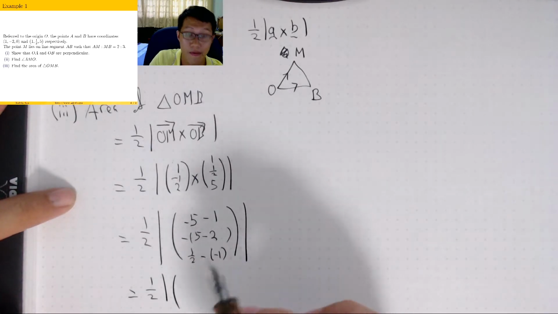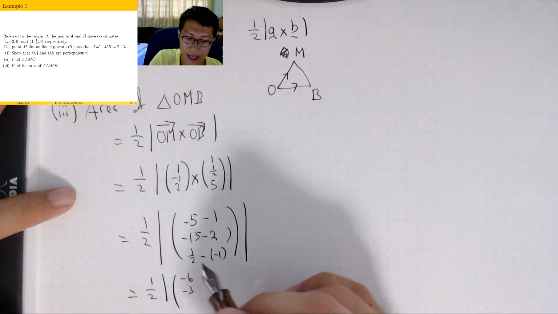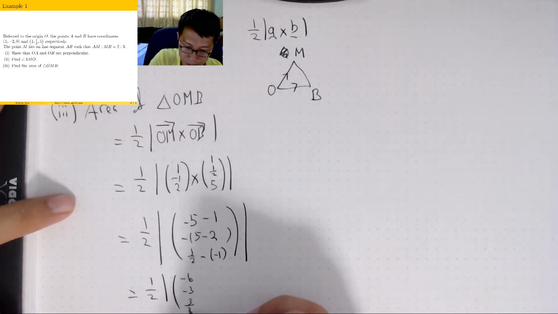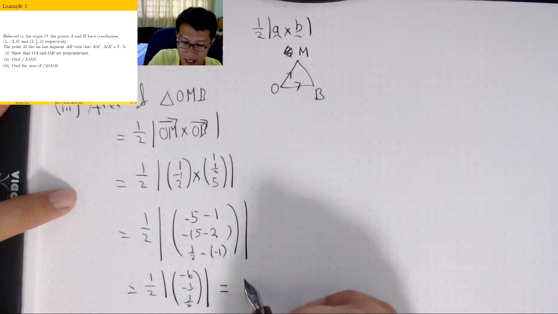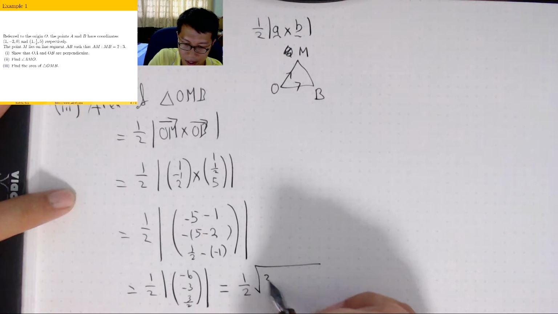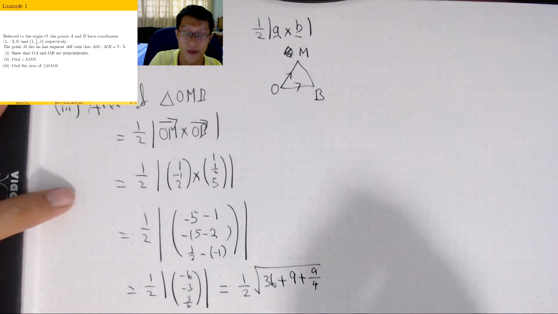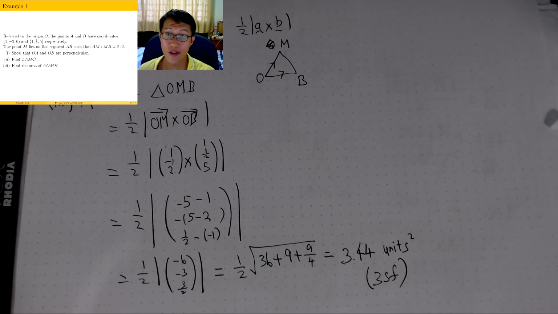So minus 5 minus 1 gives us minus 6. 5 minus 2 is 3. And half plus 1 gives us 3 over 2. Computing the magnitude gives us the square root of 36 plus 9 over 4. Let's go to our calculator to get the answer. Plugging in our calculator gives us an answer of 3.44 units squared for the area of the triangle.